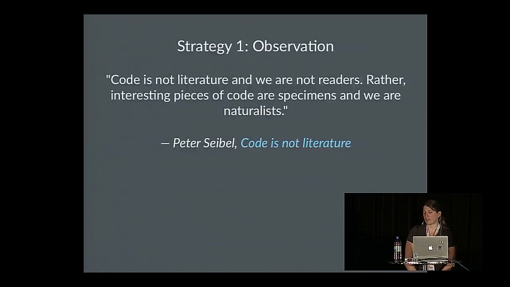So the first way that we can think about interacting with our code base is deliberate observation. And this was really well articulated by Peter Siebel in a blog post, I believe it was last year. And part of it reads, "Code is not literature, and we are not readers. Rather, interesting pieces of code are specimens, and we are naturalists."